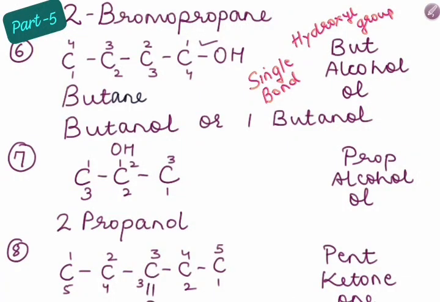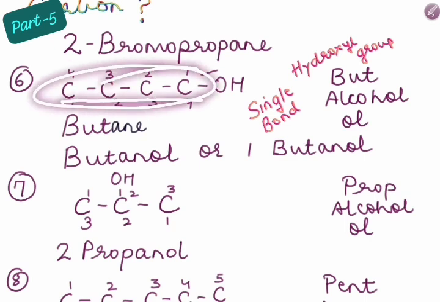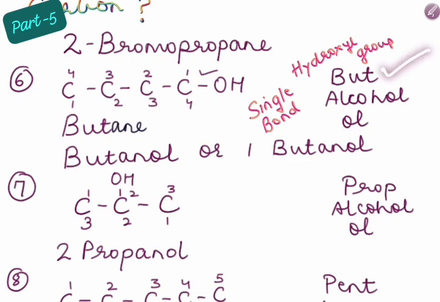Okay, now let's do the next one. Now we are seeing over here, that is what? How many carbon atoms, children? One, two, three, four. Four carbon atoms. So what is the root word? Root word is but. Okay.